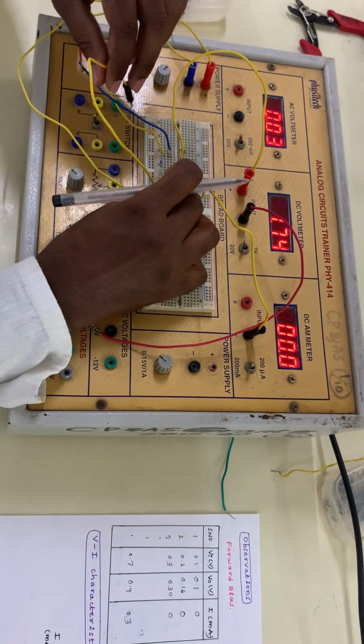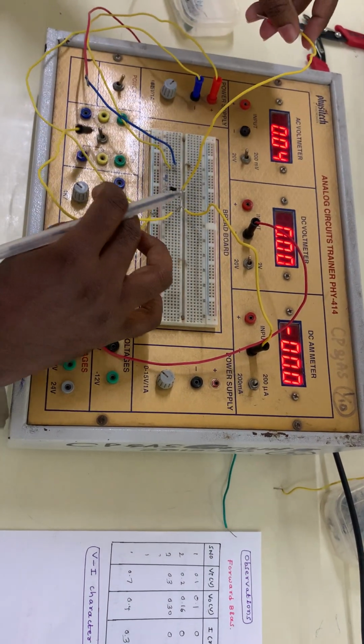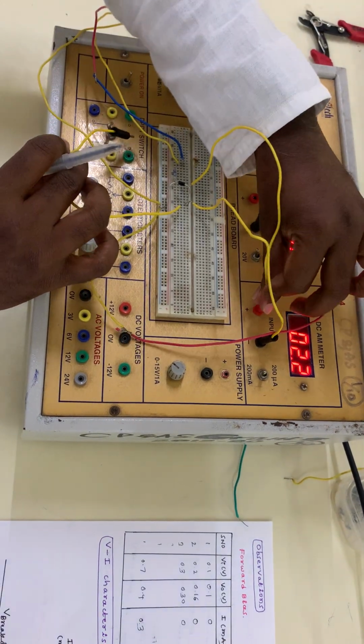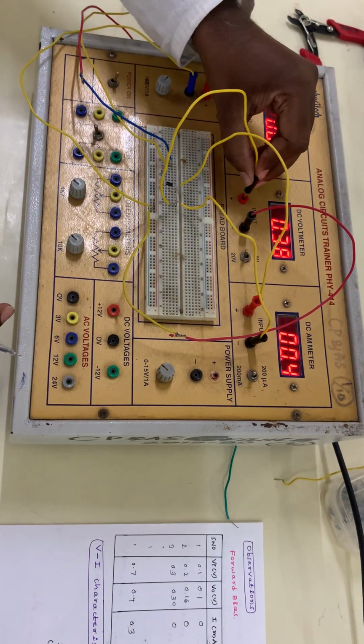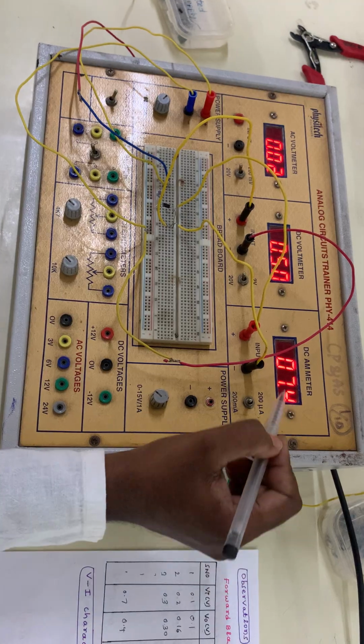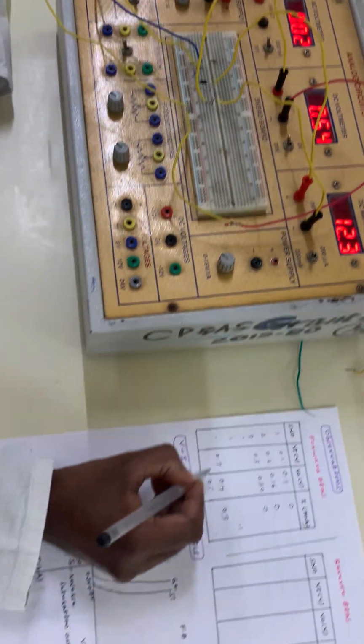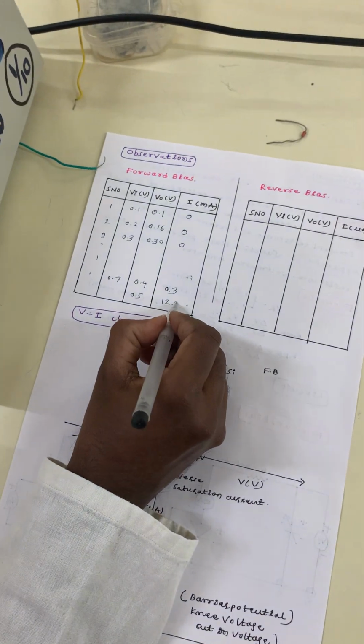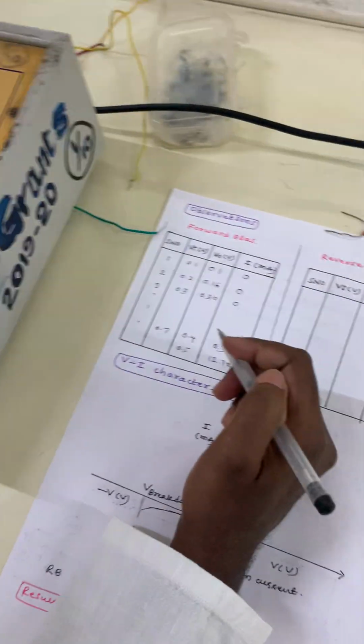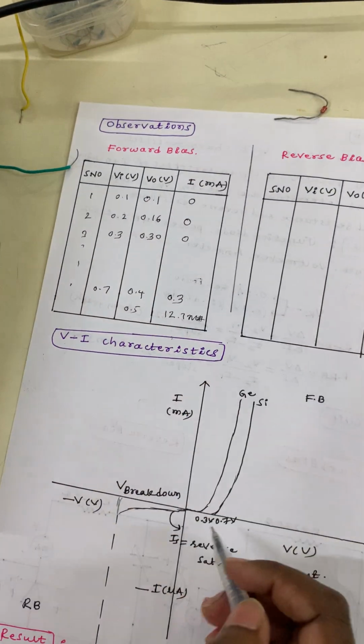Output current, sorry, you are getting the output current. 0.5, right? So 12.1 milliamps you are getting. Take these values and draw the graph.